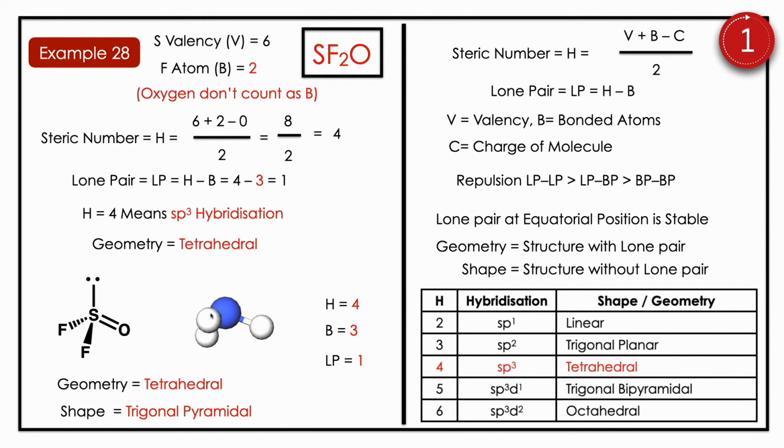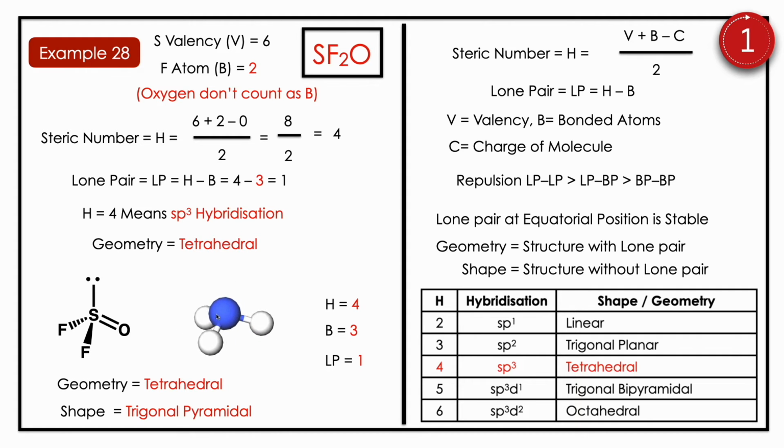Then SF2O. Here sulfur is the central atom. Sulfur holds both fluorine and oxygen, and is in the oxygen group. Valency is 6. Fluorine atoms are 2. And oxygen we don't count here. So H equals 6 plus 2 minus 0 by 2, which gives 8 by 2, gives 4. But for lone pair you should include that. So bonded atom is 3. You have one lone pair.